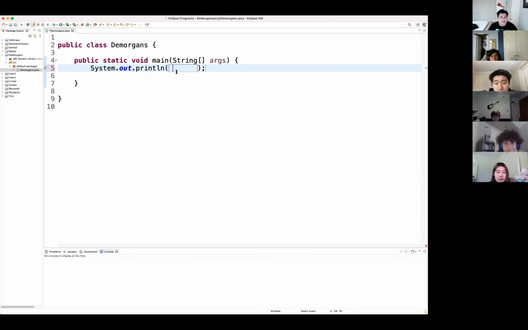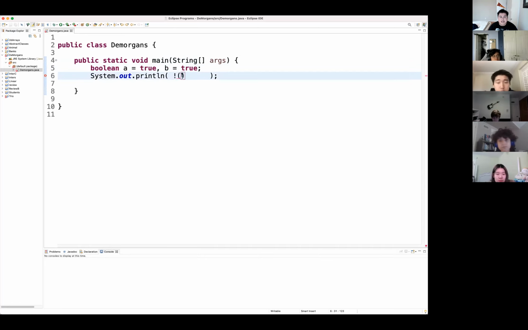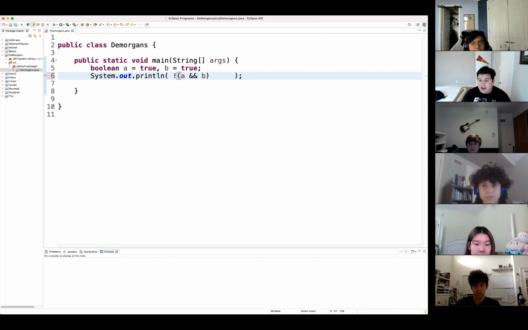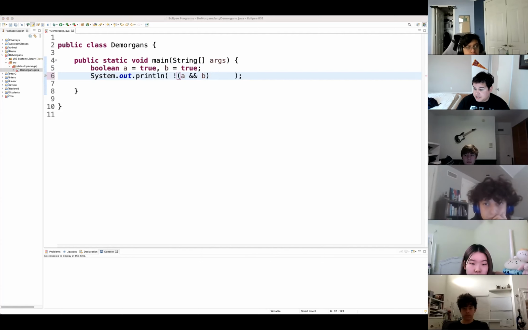Now, let's say that you have this equation. Boolean A equals true, B equals true, just for right now. So we have A and B. Let's say that I say not A and B. Not really worried too much about the output. What I'm worried about is, what if I told you guys to write this the right way, to break this down and write it out the way the distributive property would be applied?